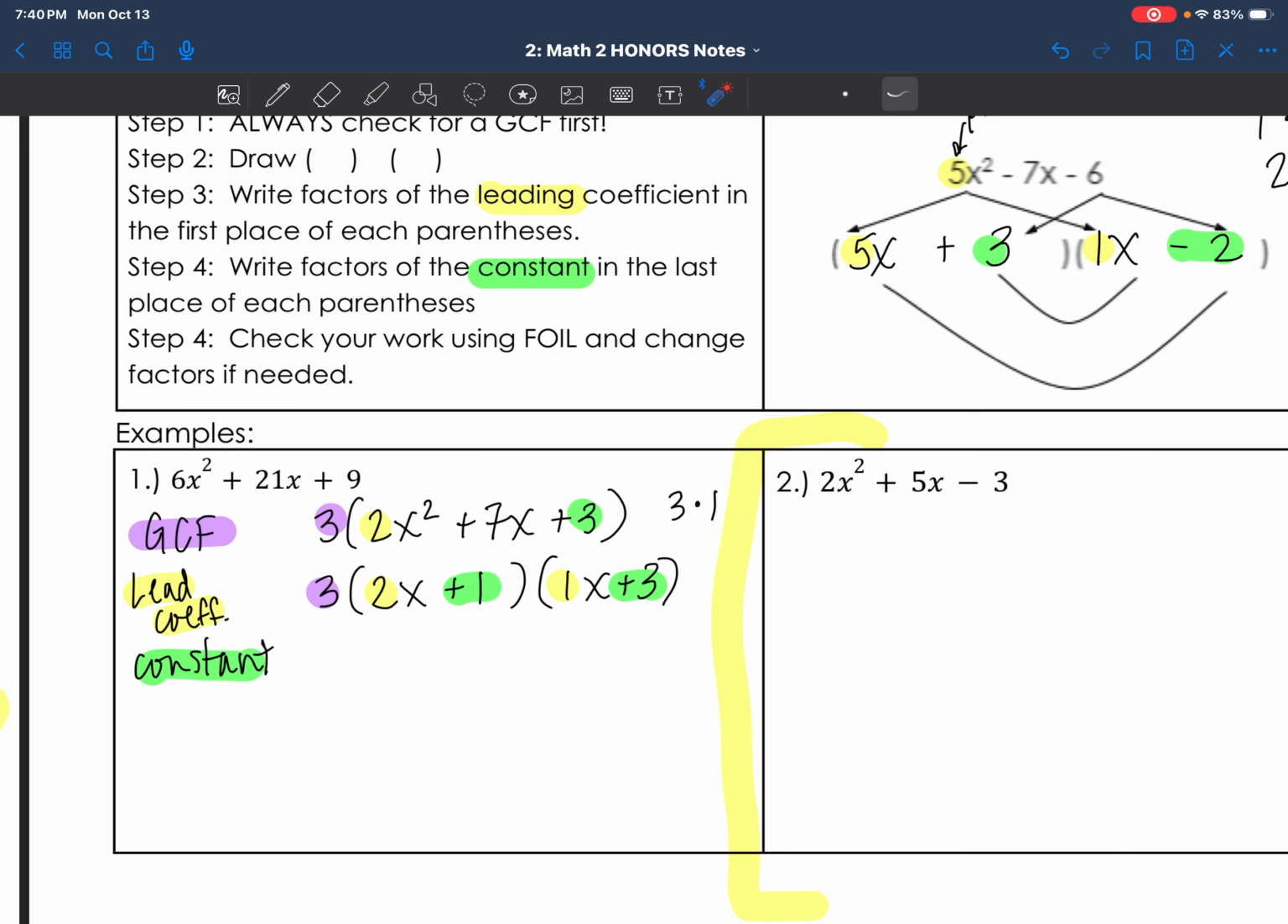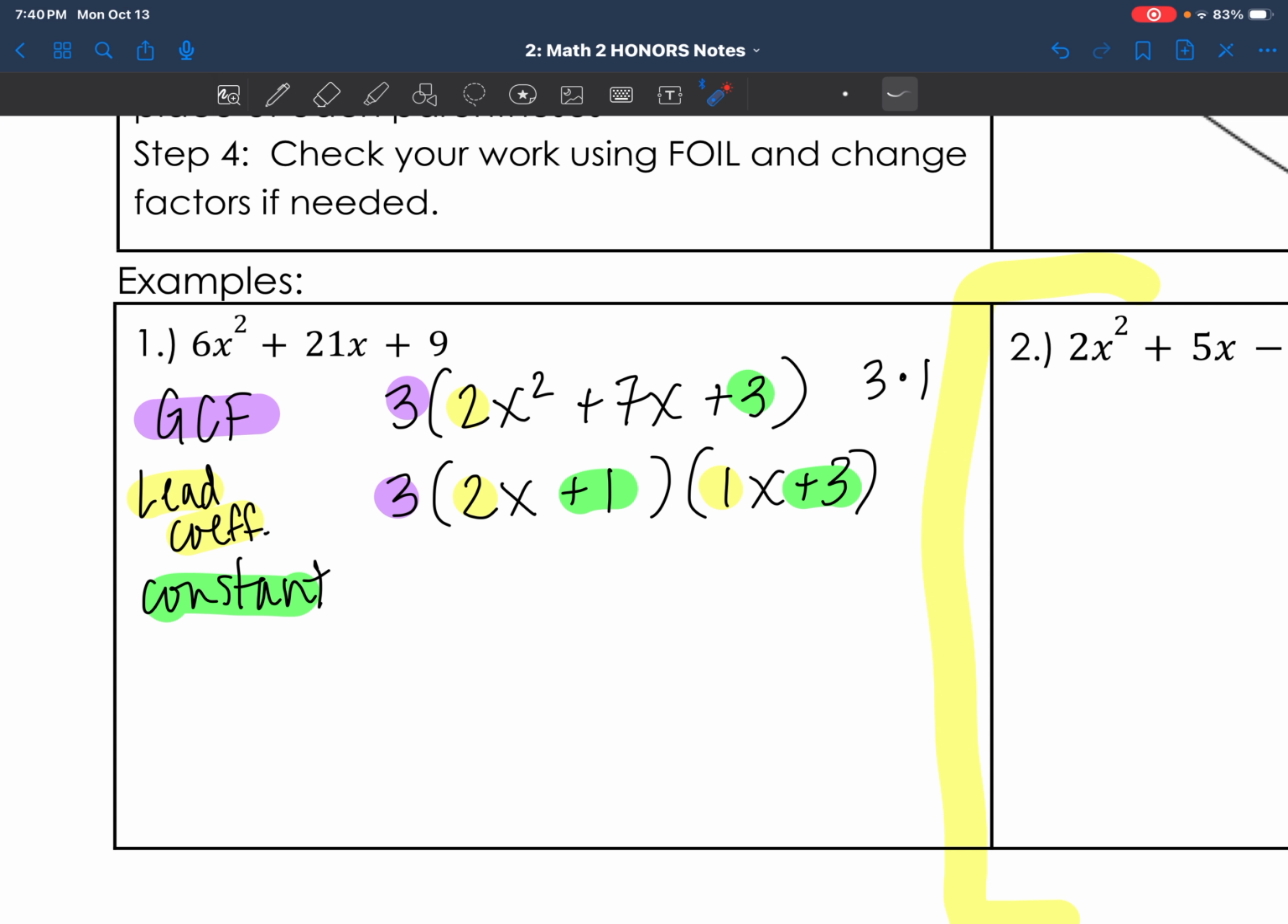All right, so I just did this one here. First I'm going to factor out the GCF, which is 3. And then I'm going to take the leading coefficient, which is 2, and break that up into 2 times 1. And then I'm going to take my constant. Well, 3 is pretty easy. It's just 3 times 1. So then I just have to figure out which way will work.